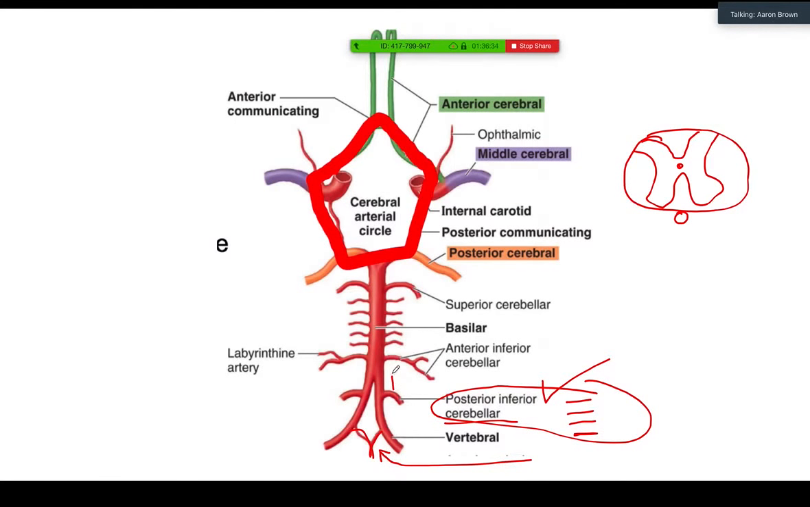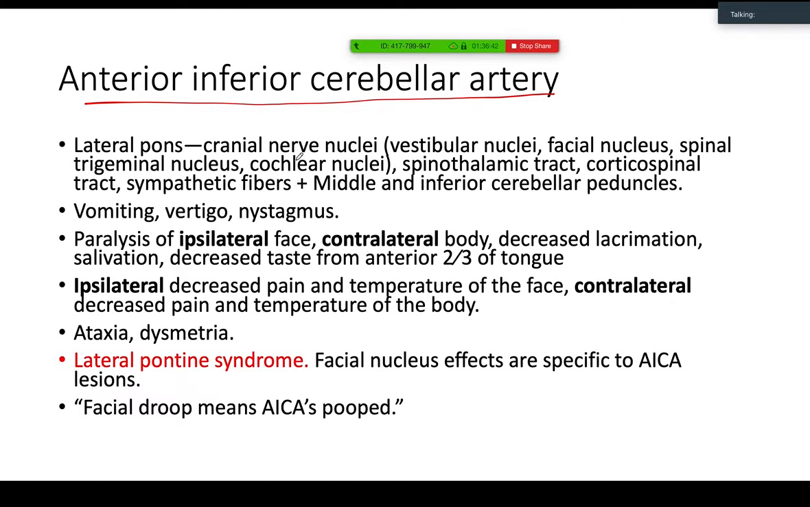Now we can move a little bit further up and talk about our anterior inferior cerebellar. Okay, so let's see what happens here. With anterior inferior cerebellar, we're going to be involving the pons. We call this lateral pontine syndrome. So what does it look like? Well, in our pons, we have cranial nerve nuclei for our vestibular nerves, our facial nucleus, our spinal trigeminal nucleus, and cochlear nucleus. Okay, and then I know what you're thinking already. Whoa, whoa, whoa. You just told me that the vestibular nuclei and the spinal trigeminal nuclei are from the PICA. How is it also in the AICA? How does that make sense?